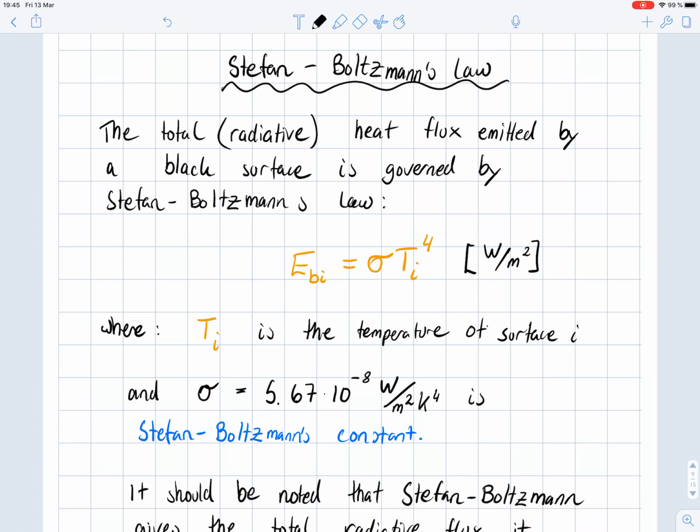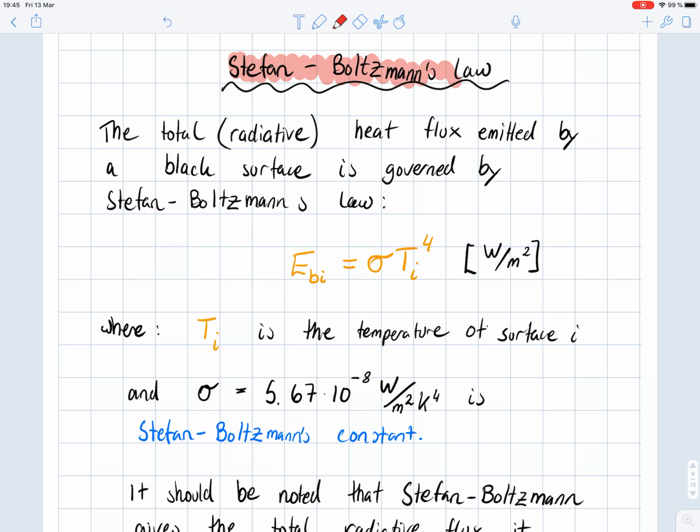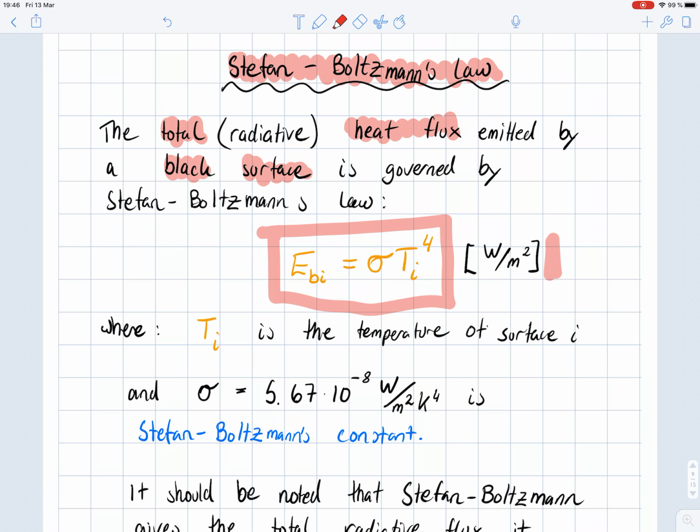So now we'll move on to the different radiation laws, and we will start with Stefan Boltzmann's law, which is the one we will be using the most in this course. Stefan Boltzmann's law governs the total heat flux emitted by a black surface. And it states the following: E_bi equals sigma times T_i to the power 4. And if you recall the figure that we showed in the first pages, all of these quantities are fluxes, so the units are watts per square meter, or joules per second per square meter.